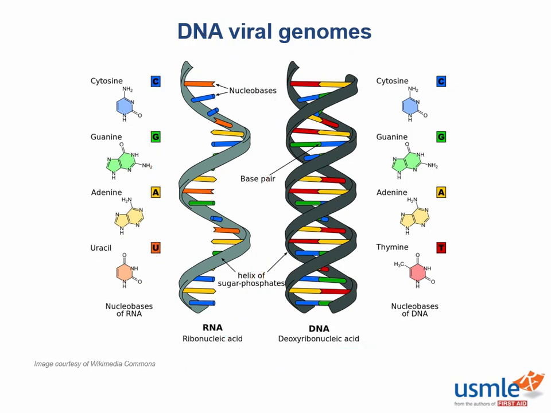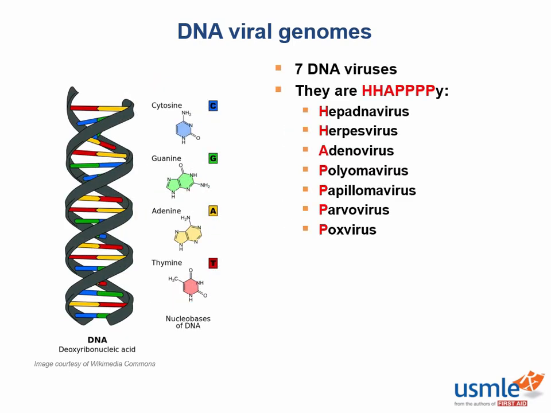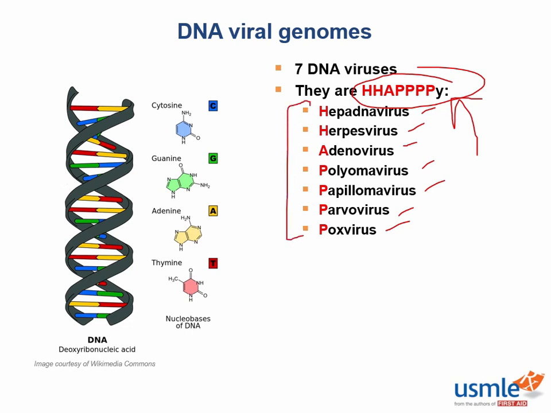Let's start to discuss the different DNA viruses. There are 7 DNA viruses, and they are all happy. We can use HAPPY as a mnemonic to remember that the 7 viruses include the hepadnavirus, the herpesvirus, the adenovirus, polyomavirus, papillomavirus, parvovirus, and poxvirus. I know it's a mouthful. Hopefully this mnemonic HAPPY helps you remember the 7 different DNA viruses.